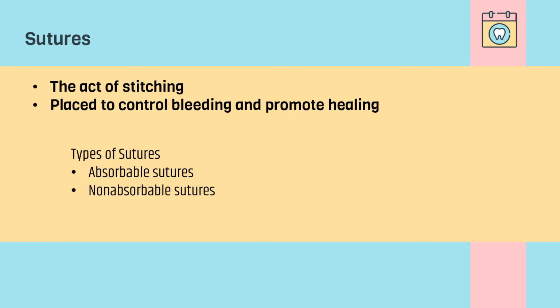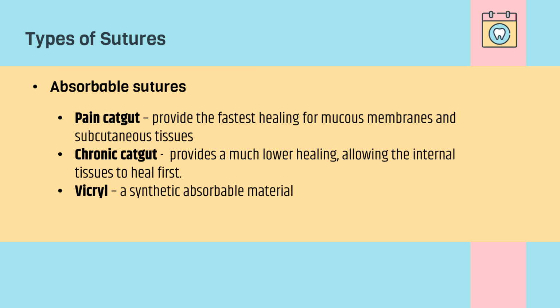Suturing, or sutures, is the act of stitching. It is placed to control bleeding and promote healing of the wound or surgical site. Two types of sutures: absorbable sutures and non-absorbable sutures. Among absorbable sutures, we have plain catgut, which provides the fastest healing for mucous membranes and subcutaneous tissues. Chromic catgut provides much slower healing, allowing the internal tissues to heal first.